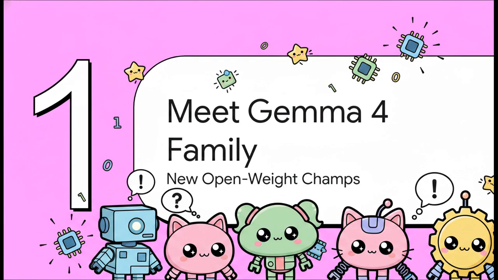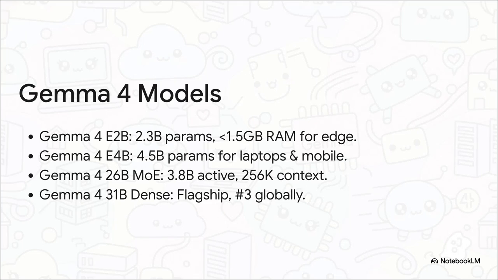First up, the new open weight champions. Let's meet the Gemma 4 family. Now, look at the 26B model, for example. It uses a mixture of experts, or MOE architecture, meaning you get near flagship reasoning, but it's only activating 3.8 billion parameters per token. That is incredibly efficient. Plus, it rocks a massive 256K context window.